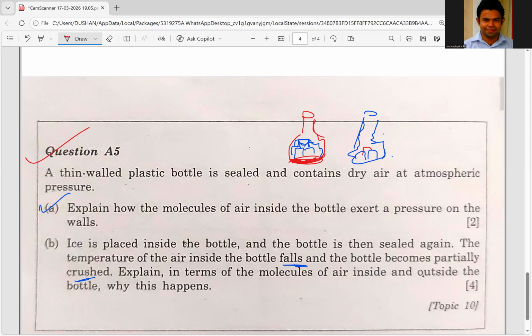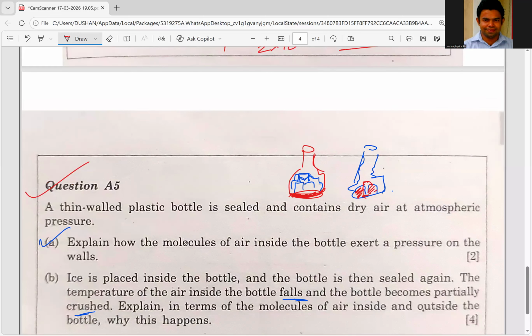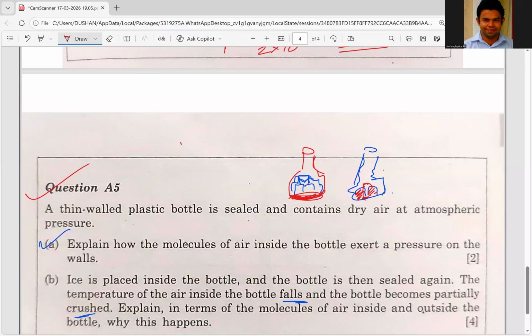Others? Inside the bottle, the molecules will move slower. The collisions with the wall decrease, so the pressure will decrease. Because of the ice the temperature drops. Can you tell me the relationship between temperature and molecule speed, Sanket? Temperature is directly proportional to the molecule speed.